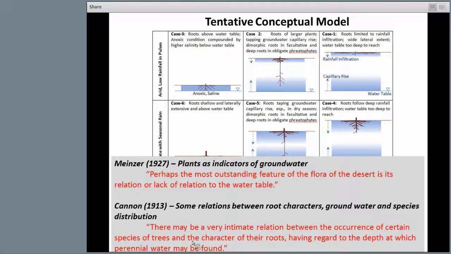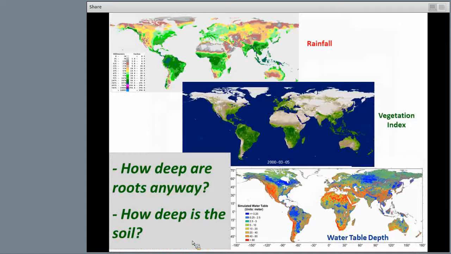This is what Oscar Meinzer, the father of groundwater hydrology, wrote in this beautiful prose, plants as indicators of groundwater. In his first sentence, he says, perhaps the most outstanding feature of the flora of the desert is its relation or lack of relation to the water table. And Austin Kamen, the pioneer of root studies, said there may be a very intimate relation between the occurrence of certain species of trees and the character of their roots, having regard to the depth at which perennial water may be found.